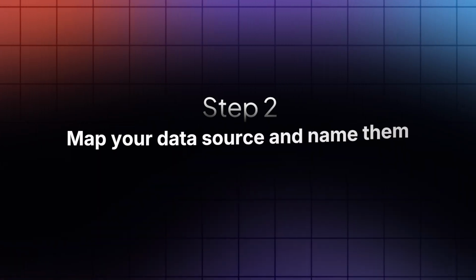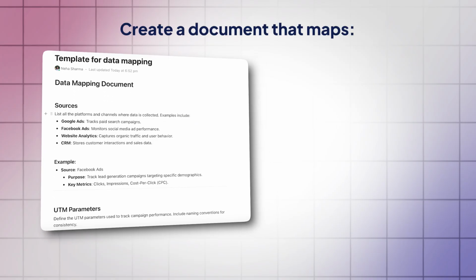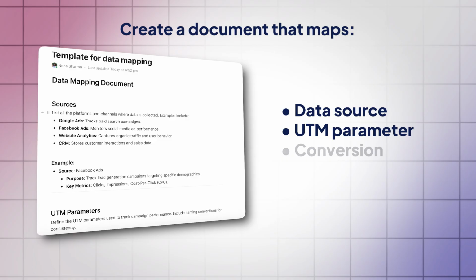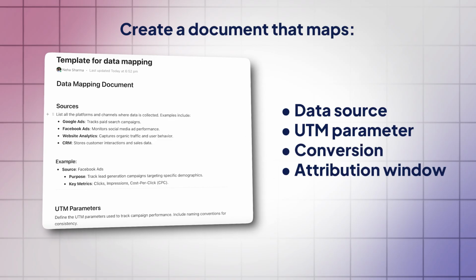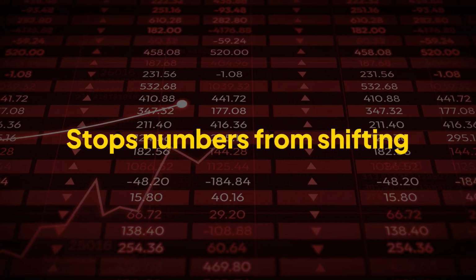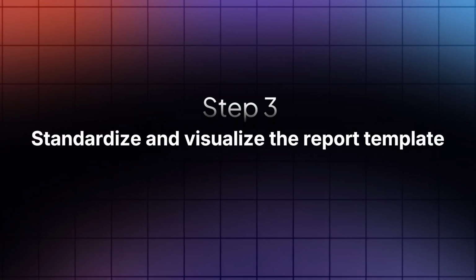The next step is knowing where your data is coming from and making sure everyone else does too. Create a shared reporting glossary, a simple document that maps every data source, UTM parameter, conversion, and attribution window used across your reports. It's the thing that stops numbers from shifting unexpectedly and keeps clients from wondering why something looks different from last month.